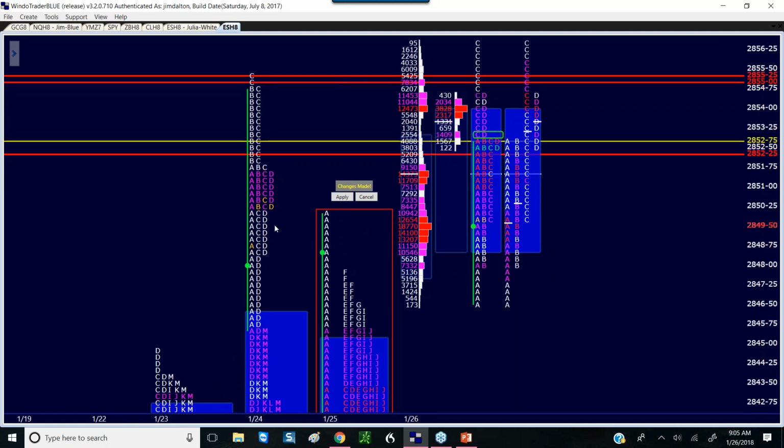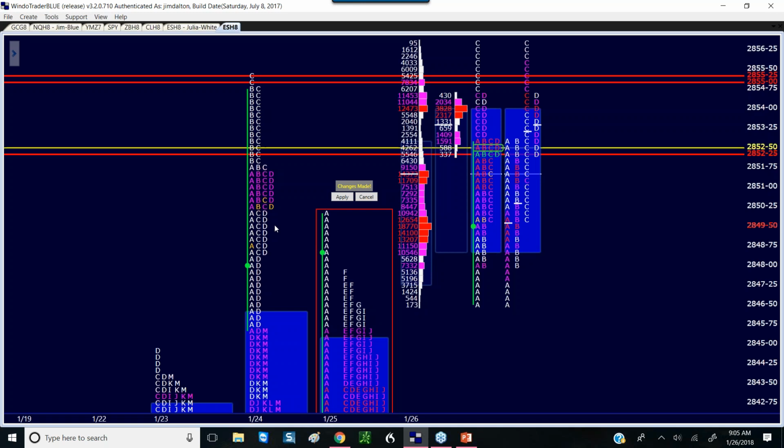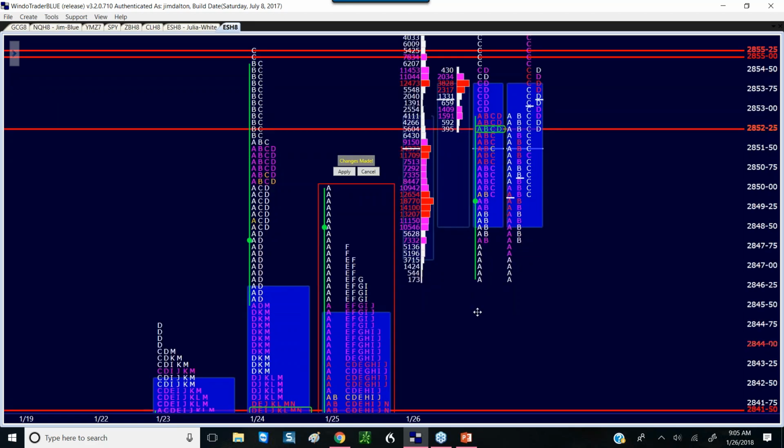Okay, one more question. You mentioned the market is too short or too long. What is this based on? The distance away from the market from the POC? No. Yesterday, for example, some of it's just common sense.